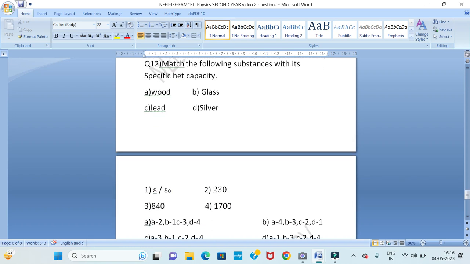Next question. Match the following substances with their specific heat capacity. Specific heat, not heat capacity. Specific heat capacity: wood, glass, lead, silver.